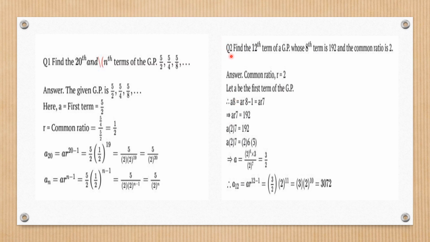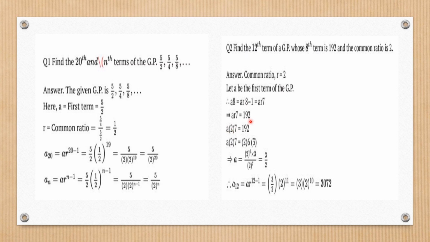For number 2, find the 20th term of the GP whose 8th term is 192 and common ratio is 2. Here I actually need the first term A, because to find anything I just need the common ratio and the first term. The common ratio is here, but I need the first term. So let A be the first term of that GP and R is given here as 2. So what is A8? A8 is AR raised to power 8 minus 1, that is AR raised to power 7. It is given that AR raised to power 7 is 192.